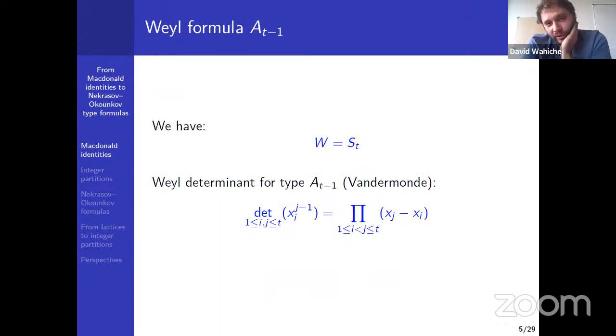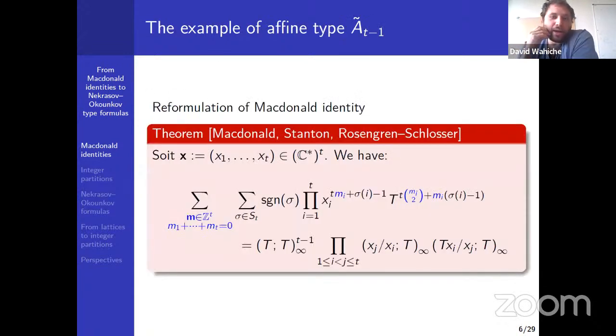So the Weyl formula in classical type A_{t-1}, so the finite root system, can be rephrased as follows. It's basically the Vandermonde determinant. Okay, where on the left-hand side, the sum is replaced with the determinant. Actually, given the fact that the Weyl group is a group of permutations, it's basically a combinatorial interpretation of the determinant, which is the sum over the permutations of the elements of the matrices. Okay.